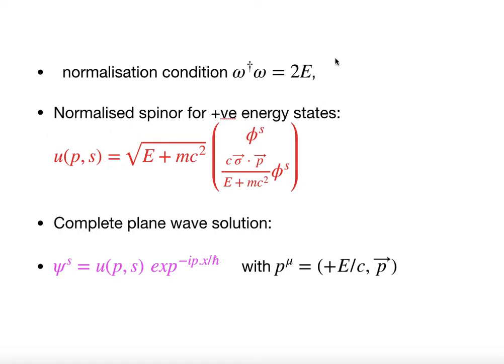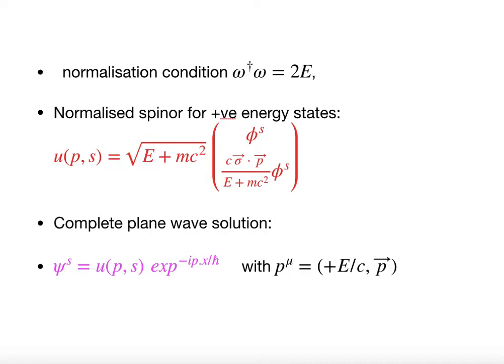Then you use the normalization condition that omega dagger omega is equal to twice E. Then you can write this normalized spinor. This normalization constant you just determine from there. And you write this in the standard notation of U. So this is the standard notation for the positive energy spinor that you use. And this complete wave solution, the plane wave solution, is U e to the power ip dot x by h cross. And this P is actually E by C, this is the positive energy, and P is the momentum.